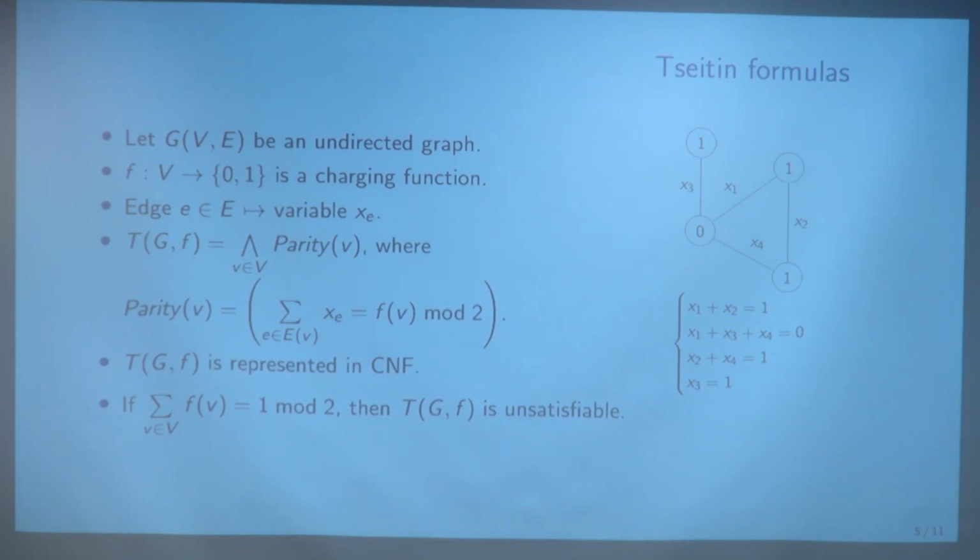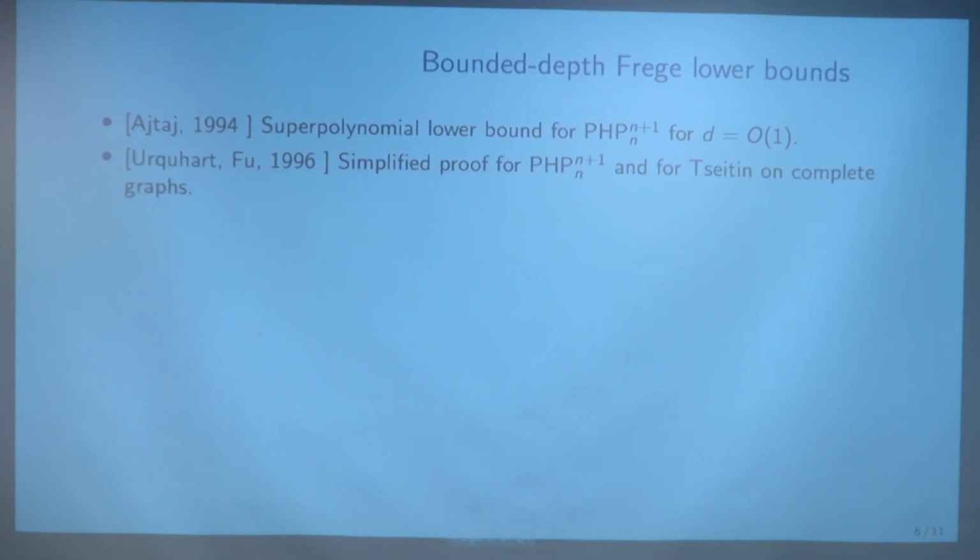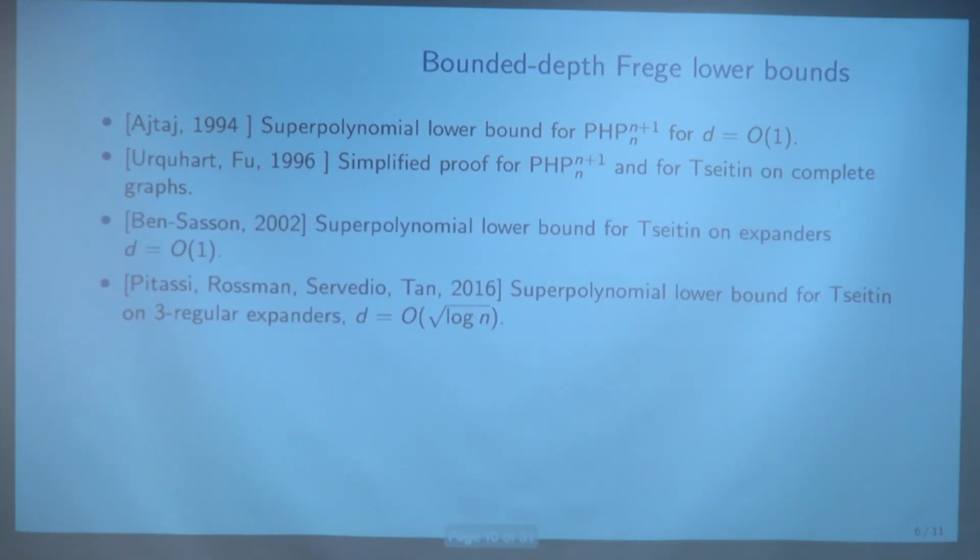This is a classical example of a hard formula for many proof systems, so it is natural to study them in Frege proof systems too. The first superpolynomial lower bound for Frege was proved by Ajtai, and then it was simplified and adapted for Tseitin formulas and complete graphs. Then there was a result by Ben-Sasson for expanders. And then a paper by Pitassi, Rossman, Servedio, and Tan. And apparently there is an unfixable bug in this paper, but yeah, that happens.